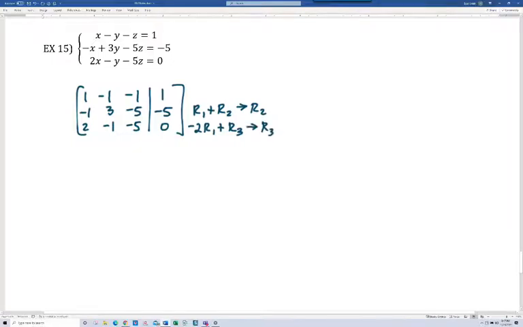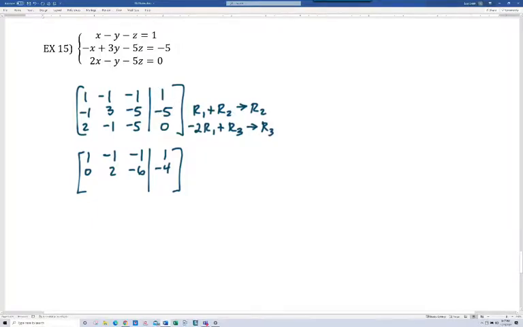So I'm going to go ahead and put in our new matrix with the first row since it doesn't change. And let's go ahead and add the first and second rows together. So here we have negative 1 and a positive 1. That's 0. Then negative 1 plus 3 is 2. Negative 1 and negative 5 is negative 6. 1 and negative 5 is negative 4.